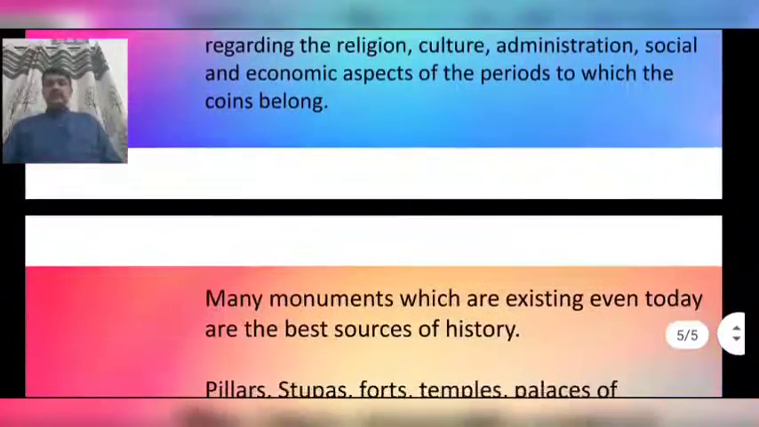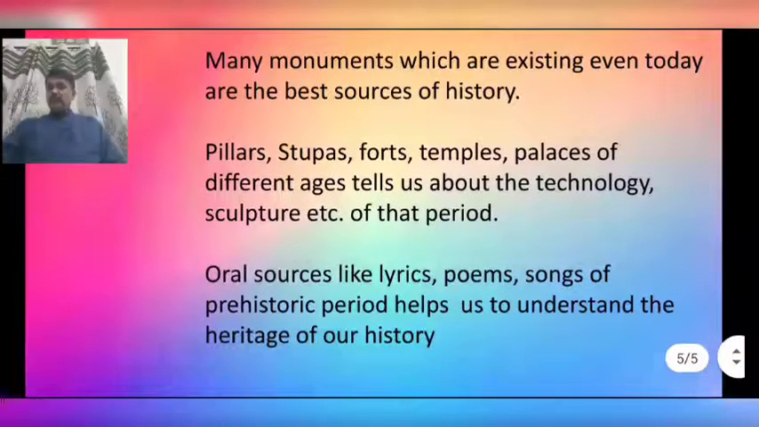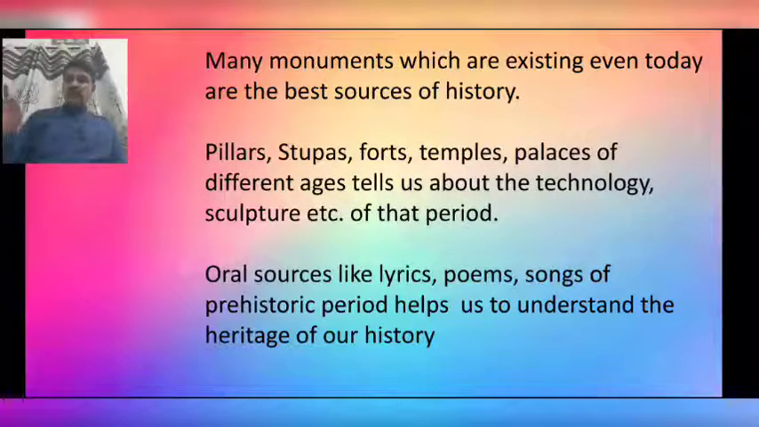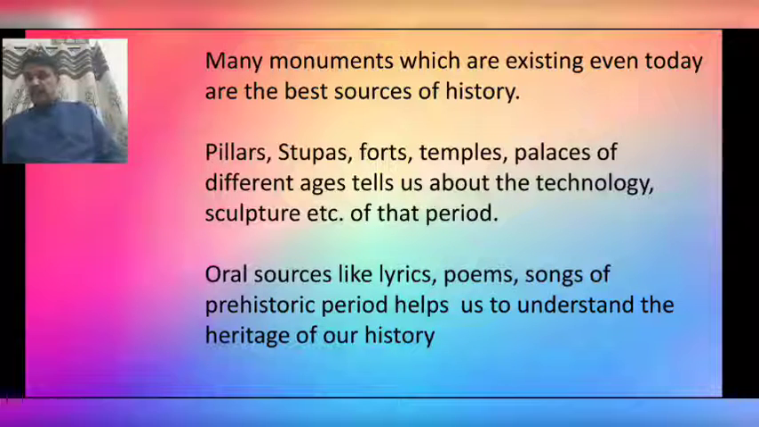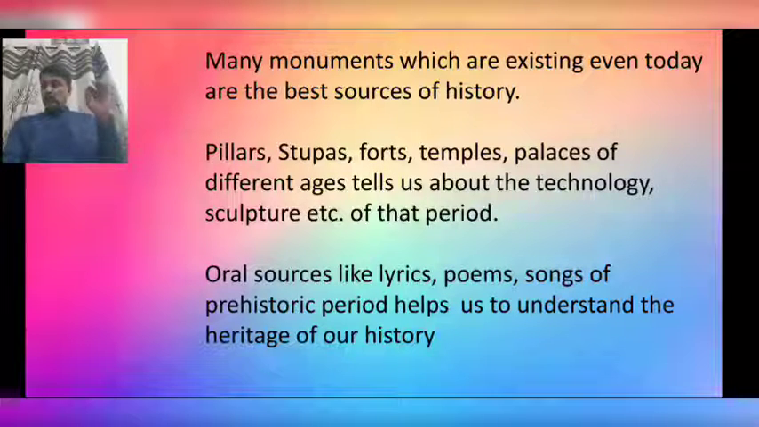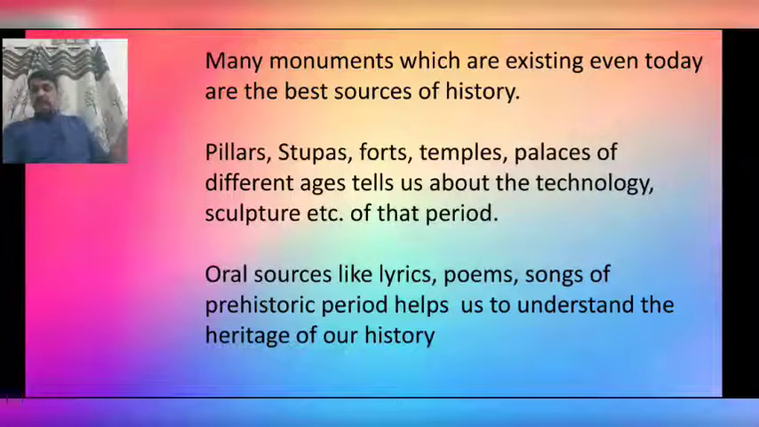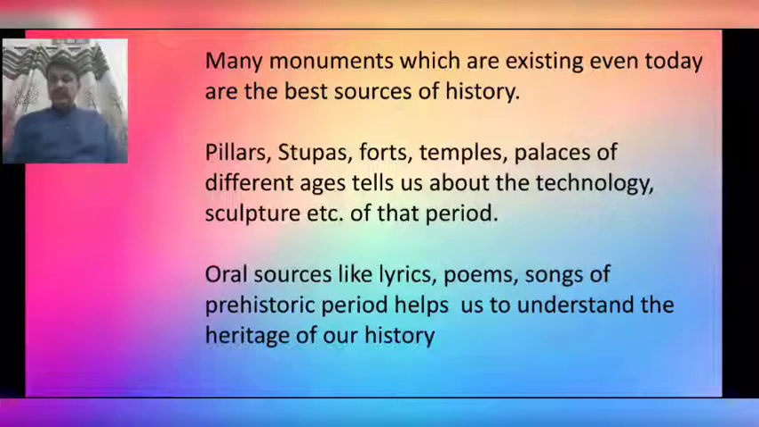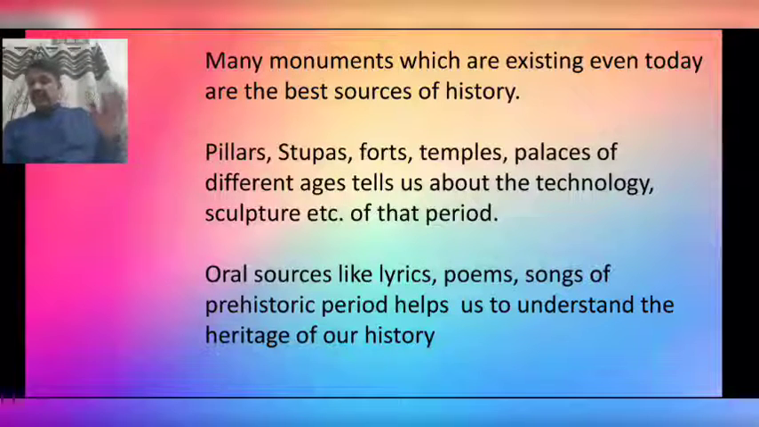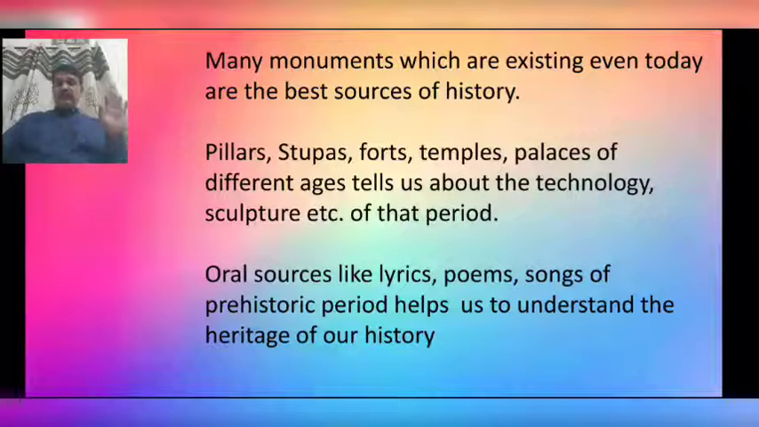Monuments. Monuments are the major sources of writing history: palaces, temples, forts, pillars, etc. Mehrauli's iron pillar and Vijayapura's whispering Gol Gumbaz are evidences of the maturity of the science and technology knowledge of the time.